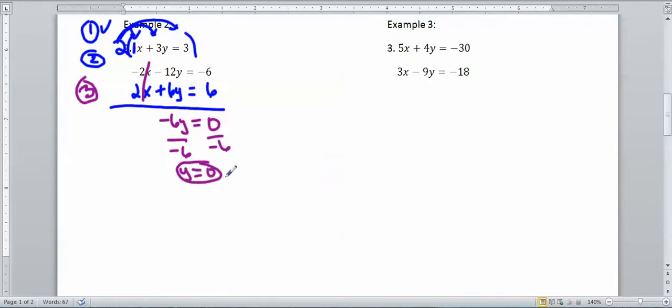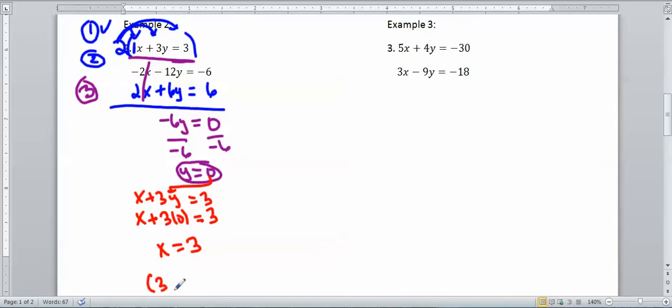Now, I'm going to take that y equals 0 and plug it back into one of my equations that fits the best. I am going to choose the top one again. So I'm going to take x plus 3y equals 3 and plug in the y equals 0. Okay, so I get x plus 3 times 0 equals 3. The 0 drops out. I get x is equal to 3. And so my final solution is 3, comma 0, my x and my y.